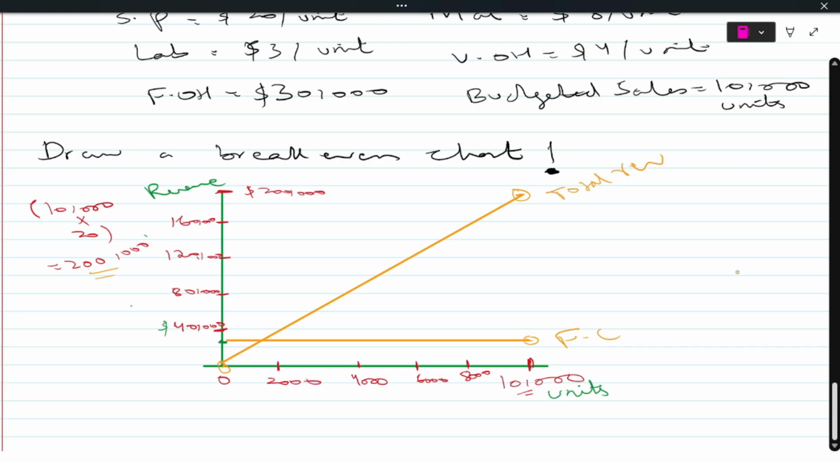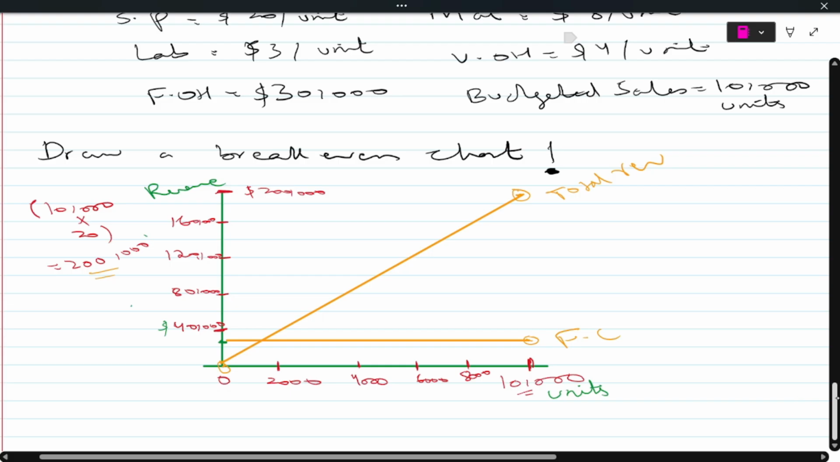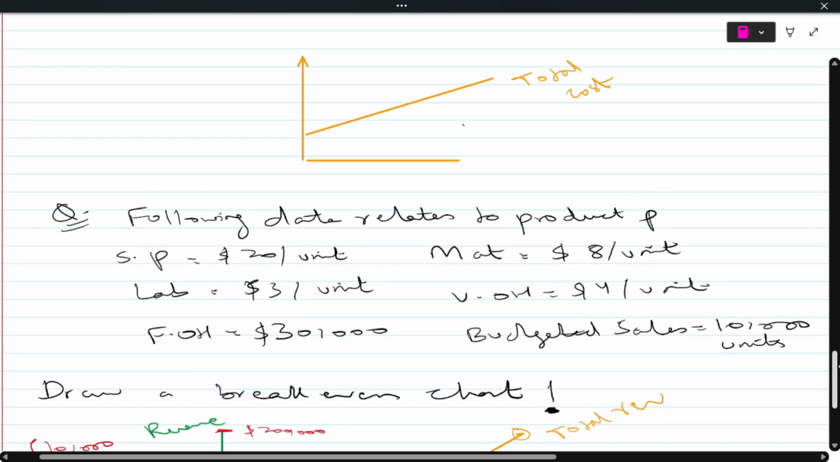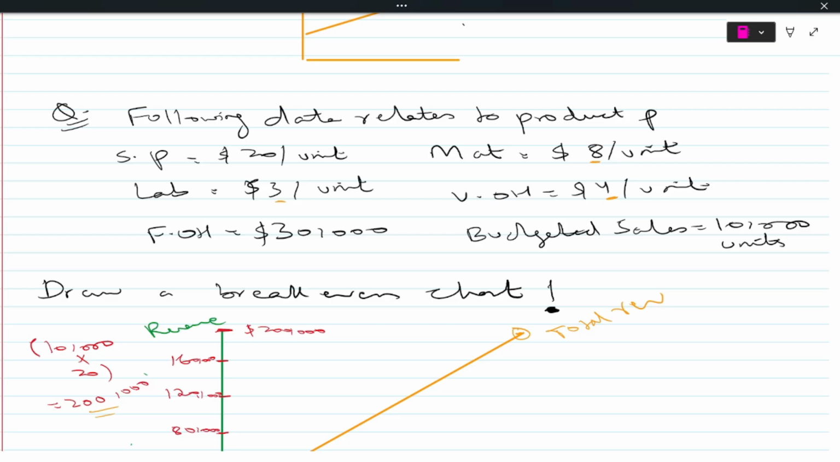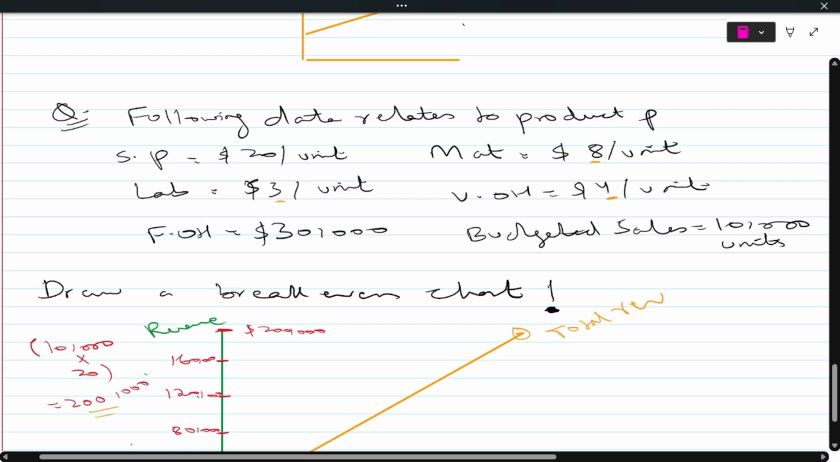Got it? Okay, now the third line that we have is of the total cost. Now total cost means variable plus fixed. So variable, you can see 8, 4 and 3, right? So if I add 8 plus 4 plus 3, that's going to be 15. And what are the total number of units that we have budgeted? 10,000. So 15, that is the total variable cost, times 10,000, that is our budgeted unit. So that is a total cost of 150,000 plus the fixed overhead cost of 30,000. So that's going to give me total cost of $180,000 at 10,000 units.